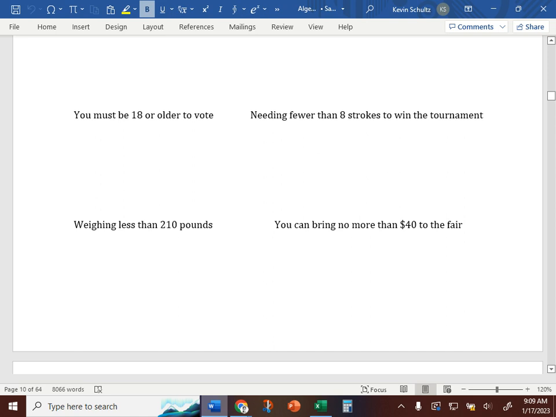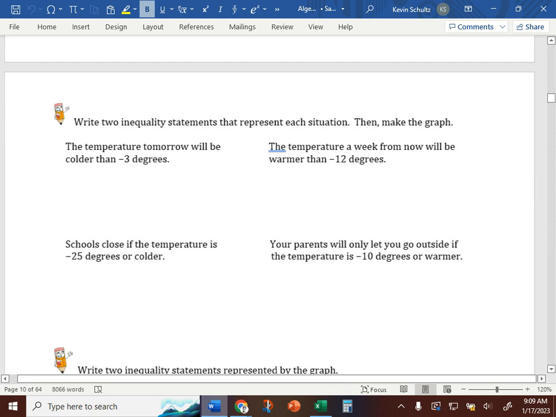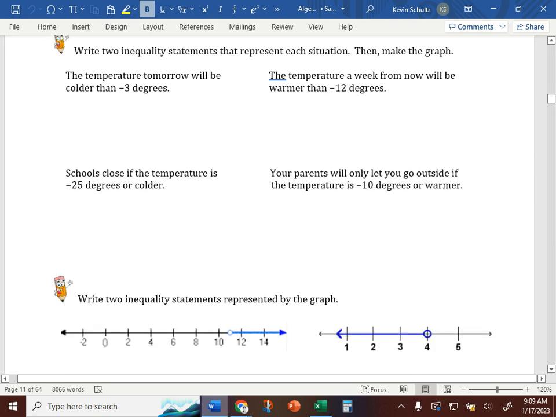Okay? Second page. The temperature tomorrow will be colder than -3 degrees. The temperature a week from now will be warmer than -12 degrees. School's closed if the temperature is -25 degrees or colder. Your parents will only let you go outside if the temperature is -10 degrees or warmer. So temperature is a big thing of when less than, greater than, that type of stuff is used here.